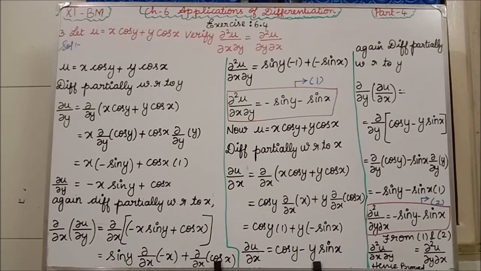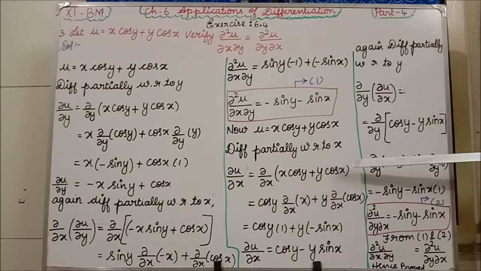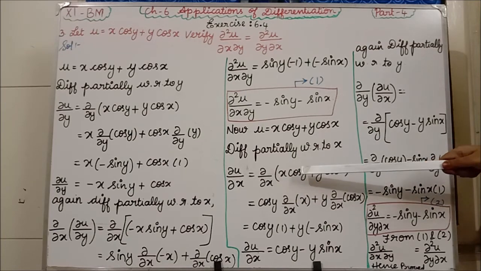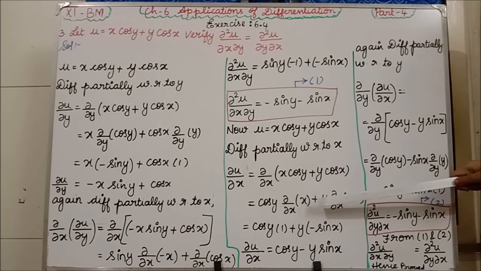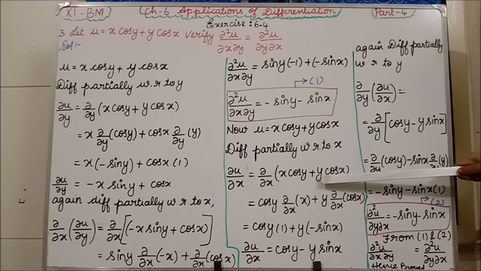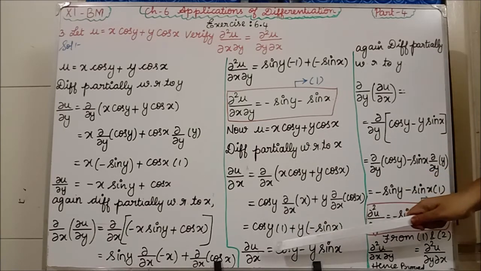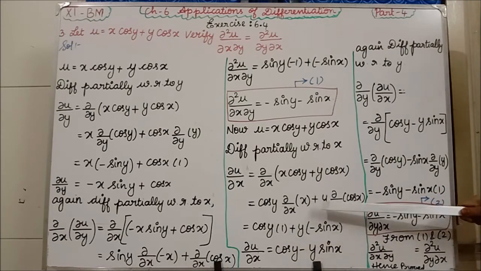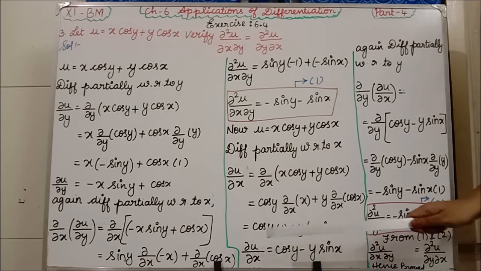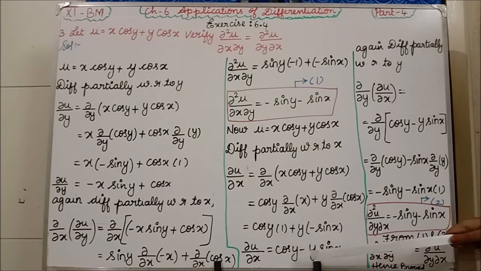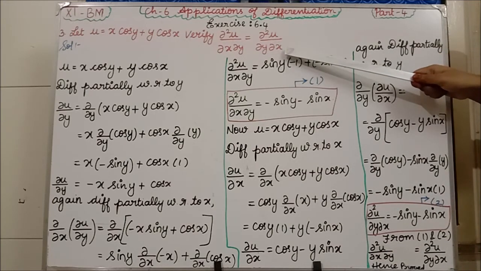See here, ∂/∂x of (x cos y + y cos x). Now cos y is the constant, so cos y into ∂/∂x of x, plus y. Y is the constant, so y into ∂/∂x of cos x. Cos y, x if you differentiate we will get 1, y into cos x if you differentiate, minus sin x. So ∂u/∂x is equal to cos y − y sin x. Okay, ∂u/∂x we have got.